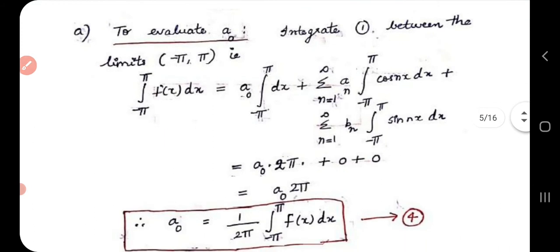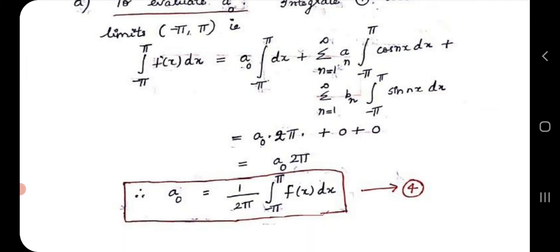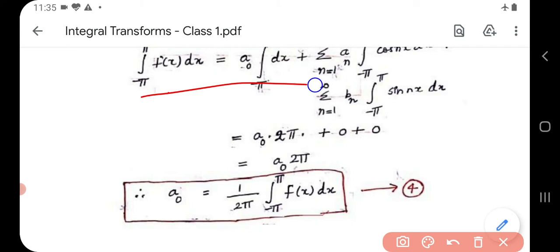Now first let us evaluate the first Fourier coefficient a0. For that, you just integrate our equation 1. What was our equation 1? f of x equal to a0 plus sigma n from 1 to infinity an cos nx plus sigma n from 1 to infinity bn sin nx. Okay. So you just integrate equation 1, that is LHS and RHS of equation 1, between the limits minus pi to plus pi. Okay. So it will look like this.